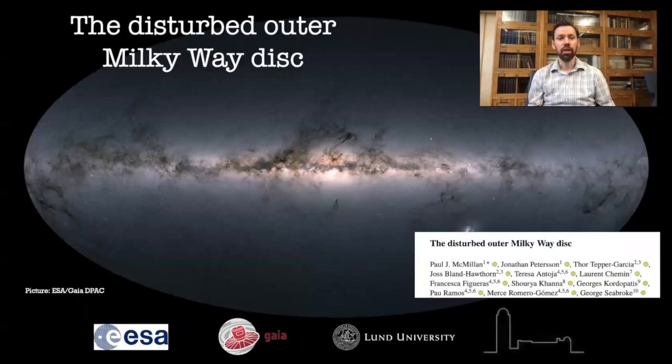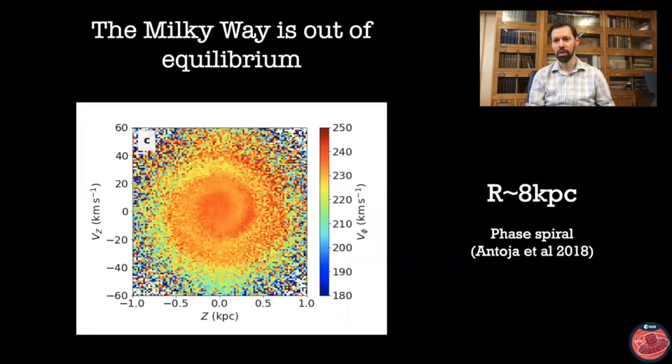Okay, so this is a brief explainer video for our recent paper, The Disturbed Outer Milky Way Disk, recently published in Monthly Notices. The background to this is that we know that the Milky Way is significantly out of equilibrium. One of the most striking examples of this was found by Antoja et al.